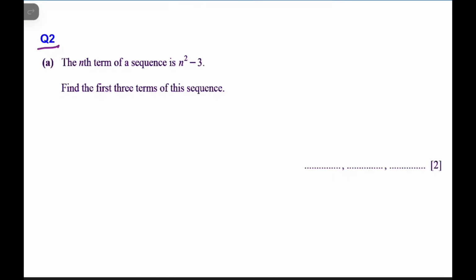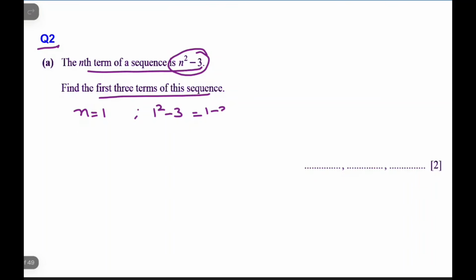Question number 2, the nth term of the sequence is n squared minus 3. We have to find the first three terms. Now for the first term, we will put the n value as 1. So we will get 1 squared minus 3, that is 1 minus 3, that is minus 2.